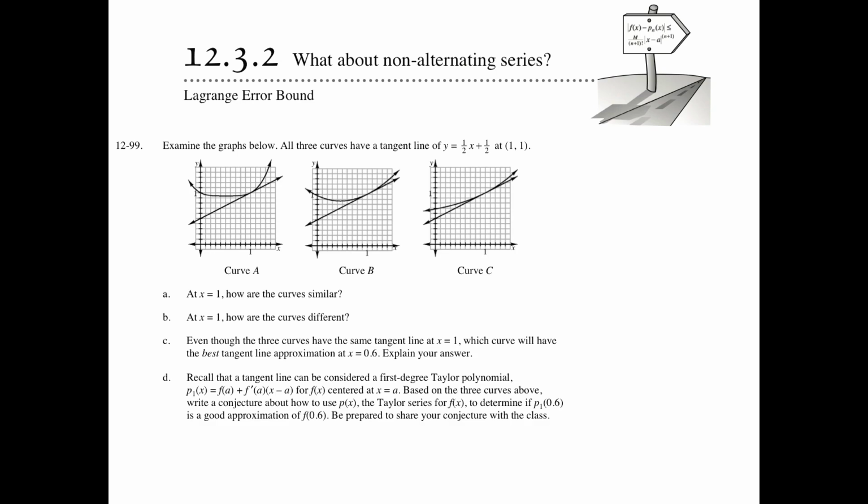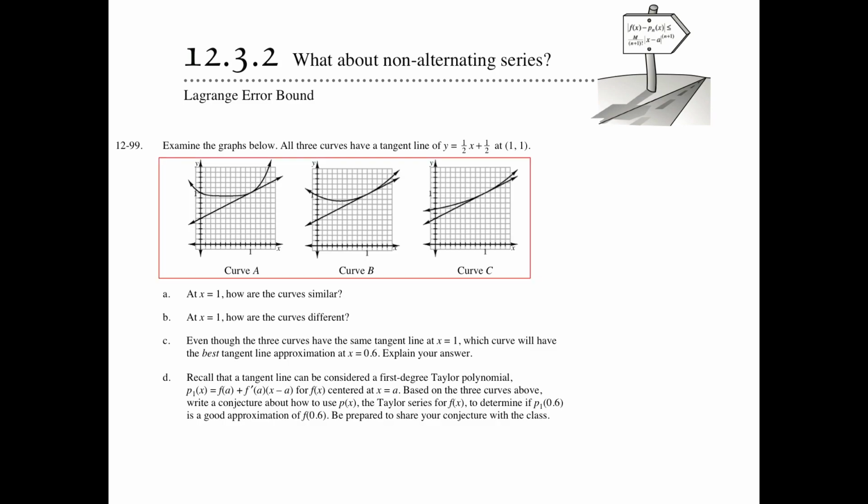Lesson 12.3.2 introduces the Lagrange error bound, which, like the alternating series error bound from lesson 12.3.1, will use the n plus 1th term to bound the error. The only difference here is that the value of the n plus 1th term will need to be over-approximated. Now, we're going to start in problem 12-99 by examining why the n plus 1th term is important.